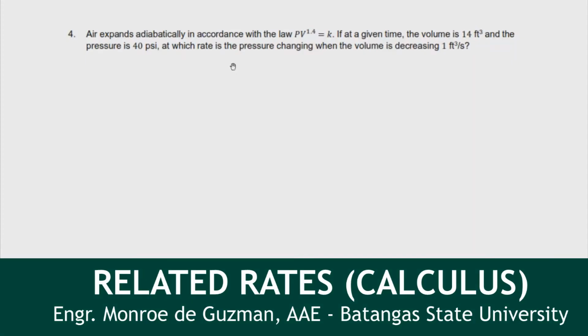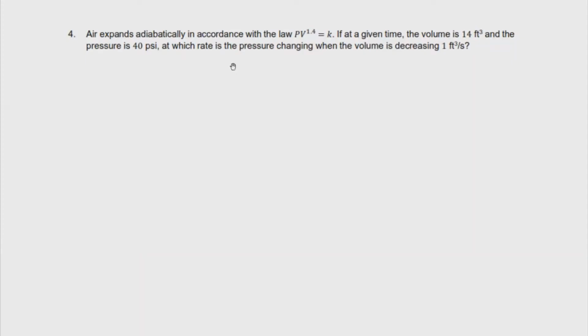Let's take this a step higher for chemical engineering students. Now I have a problem that says that an air expands adiabatically in accordance with the law PV raised to 1.4 is equal to K. So if at a given time the volume is 14 cubic feet and the pressure is 40 pounds per inch squared, so that's PSI, at what rate is the pressure changing when the volume is decreasing 1 cubic feet per second?